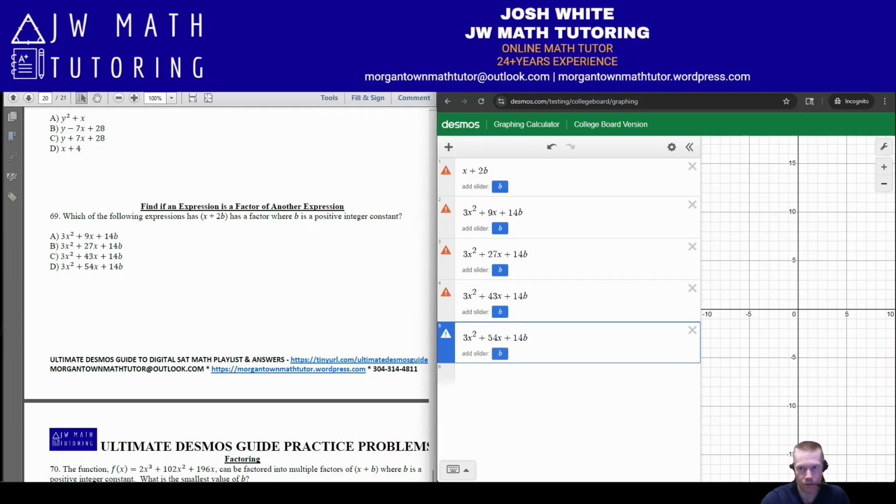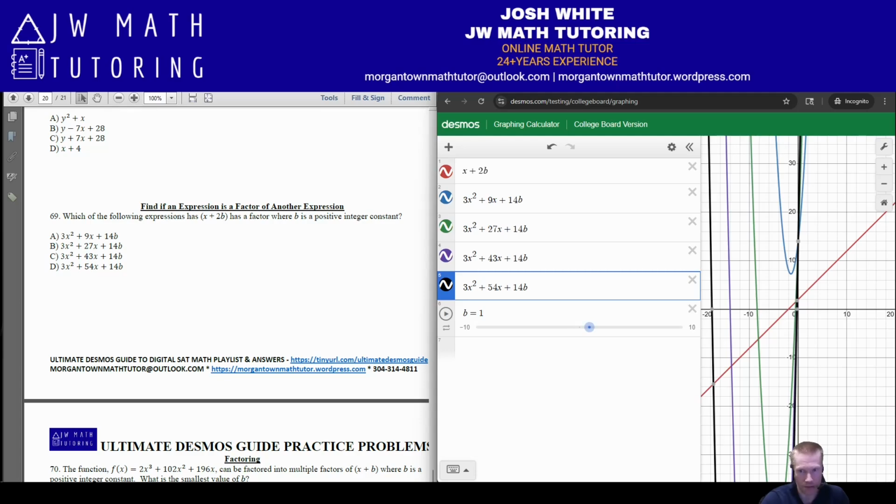Okay, so notice nothing here is technically graphed until I add the slider for B. All right, so what I am looking for is, as I move the slider, and notice B has to be an integer, so positive integers. I'm going to start it at 1, and I'm going to set the step value to 1. What I'm looking for is the red line intersecting one of these 4 other graphs on the x-axis at the same point. So like right now, okay, this one's intersecting here at -2, but none of the other ones are.